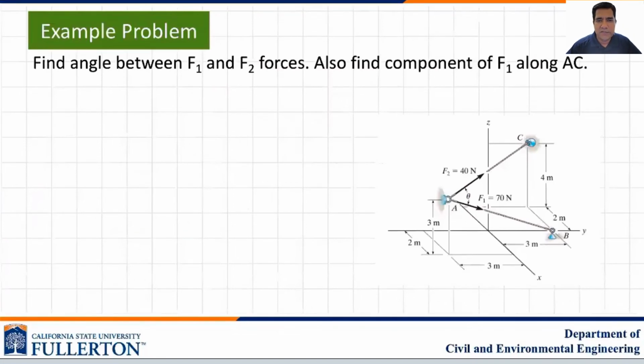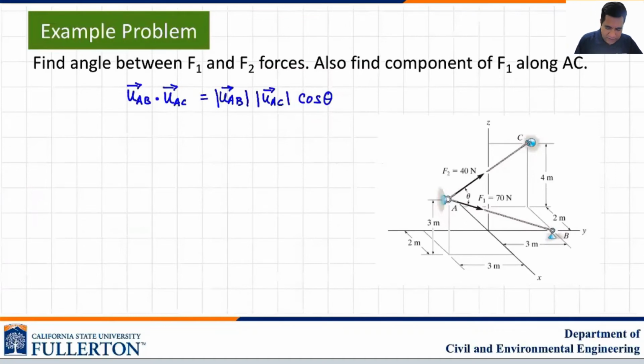First, this problem has two parts. We need to find the angle between F1 and F2, and then also find the component of F1 along AC. To find the angle between F1 and F2, we have to do the dot product. We can take the dot product of the two directions, UAB and UAC. UAB dot UAC equals UAB magnitude, UAC magnitude, cos theta. Since these are unit vectors, these magnitudes are 1, so taking the dot product will give you cosine theta.